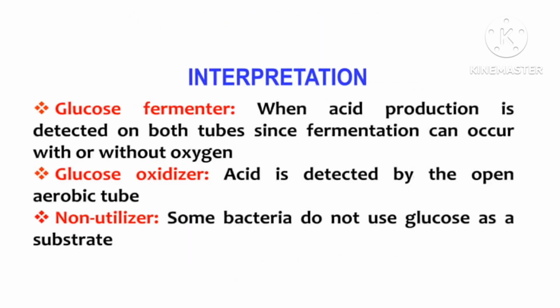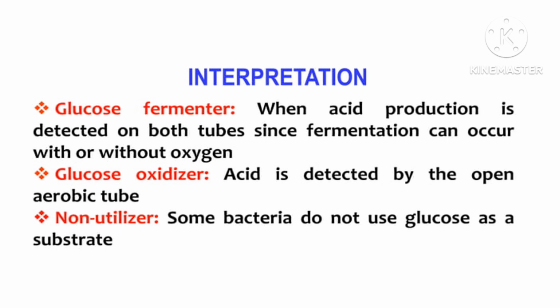So interpretation: if it is a glucose fermenter, acid production is detected in both tubes, since fermentation can occur with or without oxygen. Fermentation is a process that happens either in the presence or in the absence of oxygen. So if the organism is a fermenter, in the aerobic as well as the anaerobic tube, there will be color change. If the organism is a glucose oxidizer, acid is detected in the open aerobic tube, not completely, but the upper 1/4 of the tube will show yellow color, which denotes the acid production by the organism.